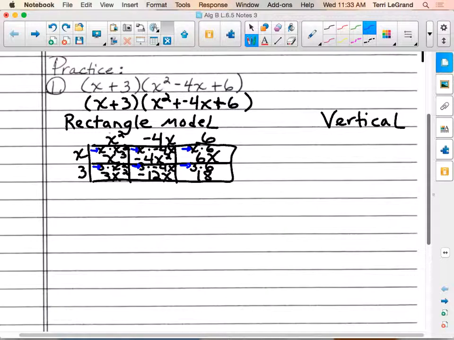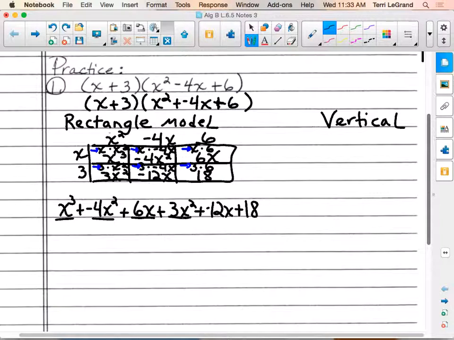We now have 6 products, just like in FOIL we ended up with 4 products. We have the x cubed plus the negative 4x squared plus the 6x plus the 3x squared plus the negative 12x plus 18. You better make sure you have 6 products represented in your addition problem. We have the x cubed, the negative 4x squared, the 6x, that takes care of the first row. 3x squared, negative 12x, 18, that takes care of the second row.